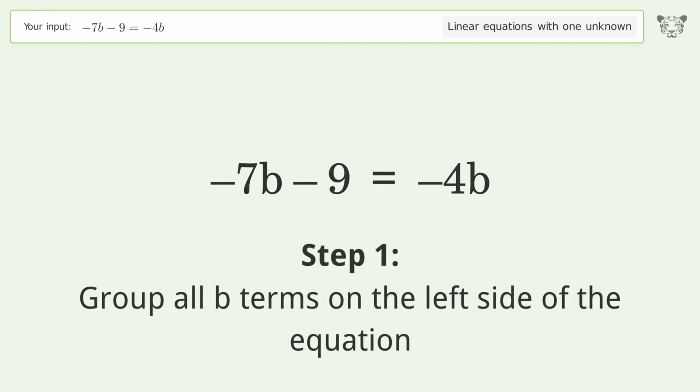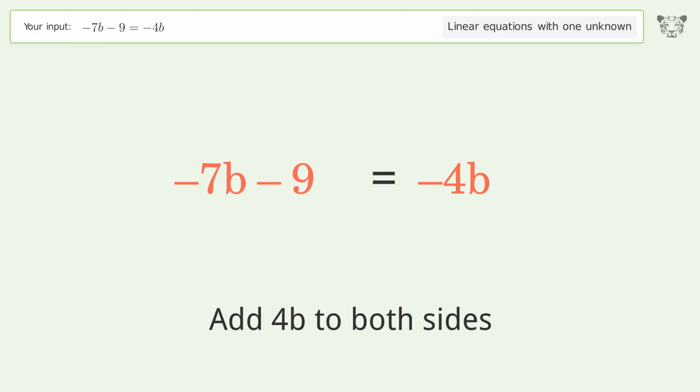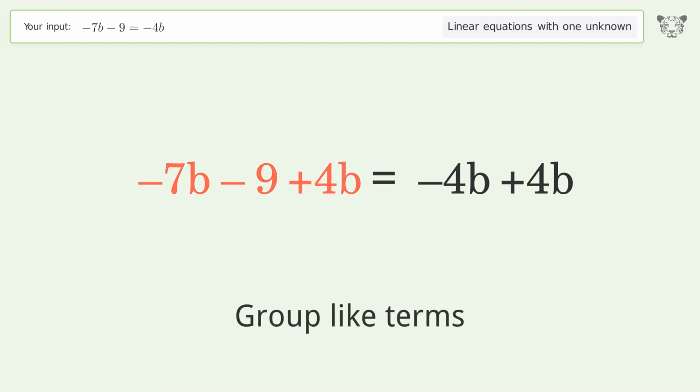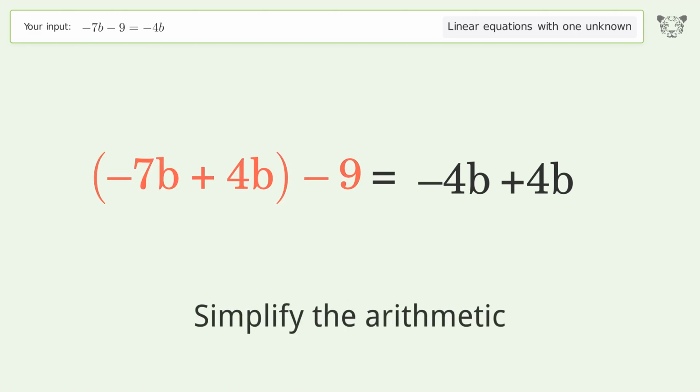Group all b terms on the left side of the equation. Add 4b to both sides. Group like terms. Simplify the arithmetic.